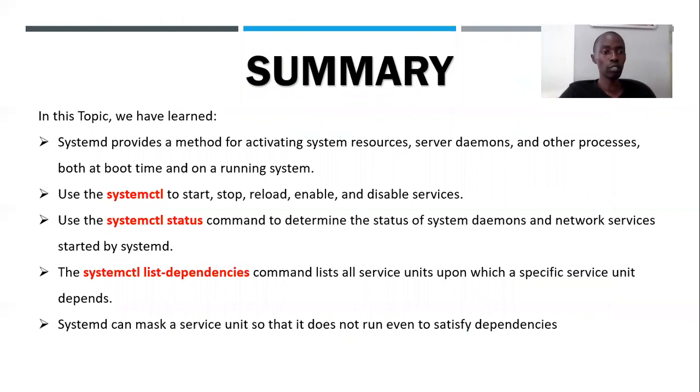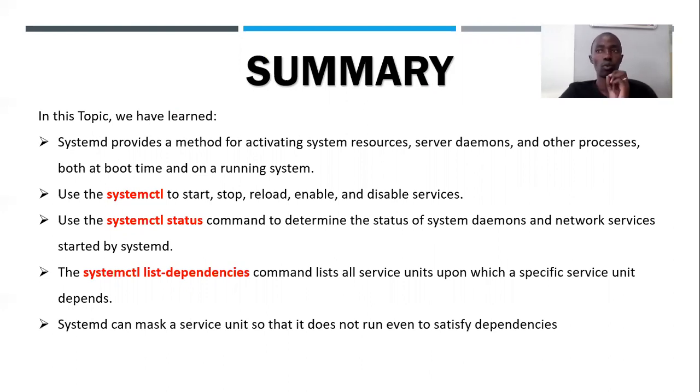And then on the summary part, in this particular topic, we've learned that systemd provides a method for activating system resources, server daemons, and other processes, both at boot time and on a running system. We have a command called systemctl, which is basically used to start, stop, reload, enable, and disable services. And then we also have the systemctl status command, which is used to determine the status of the system daemons and network services started by systemd.